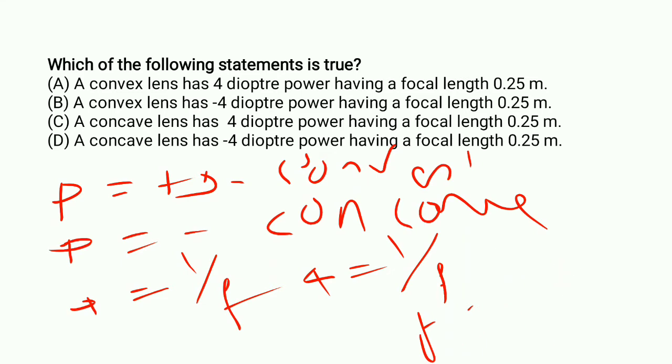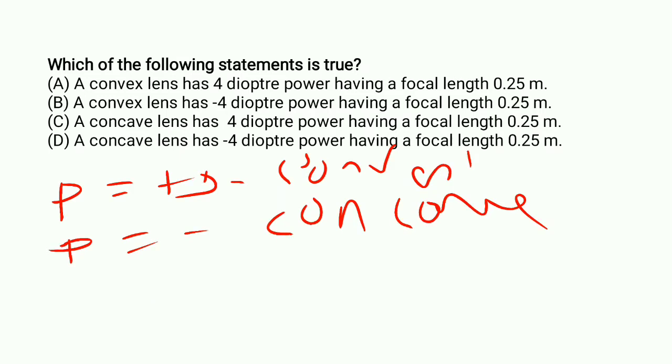For the second one, we have a convex lens has -4 diopter. So convex, minus 4. We know that the power for the convex is always positive. Here in option B they have mentioned minus 4 diopter, which means this option B is not true. Got it? Similarly, check for option C. A concave lens has 4 diopter, so plus 4 diopter. For concave, the power should be negative, but here they have mentioned positive. It means this option C is also false.